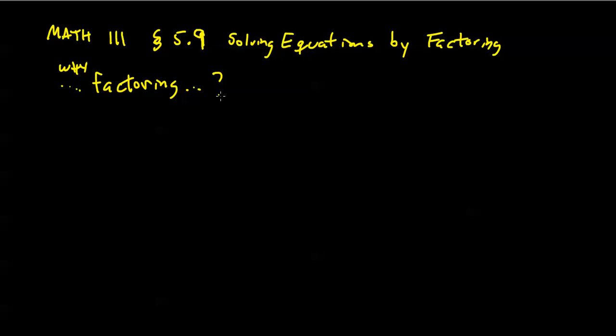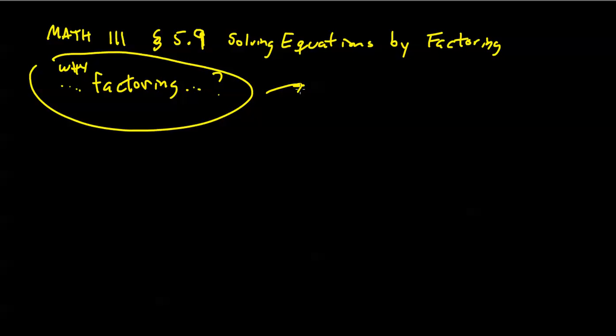Well, we spend pretty much all of chapter 5 on different techniques of factoring, GCF factoring, trinomial factoring, difference of squares type factoring, and there's other types of factoring also. Why do we spend so much time factoring? And the major use of it is to solve equations of higher degree.